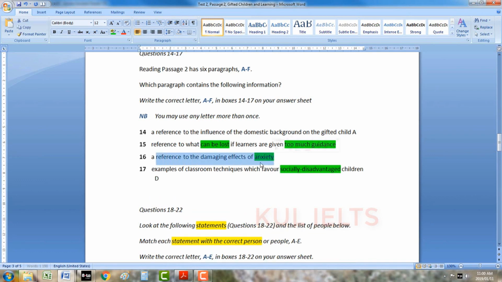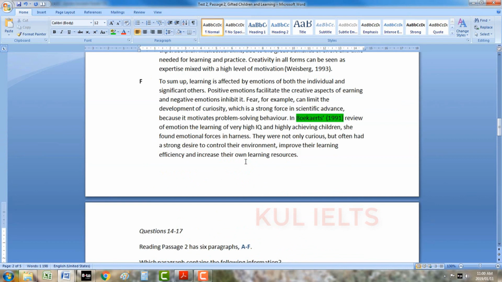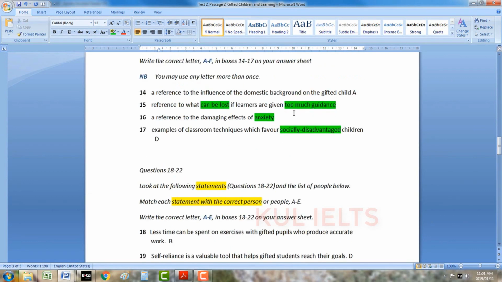Damaging effects of anxiety, I couldn't find. And eventually I found it. I was looking for stress, because stress and anxiety are synonyms. But it's actually fear. Fear and anxiety can also be synonyms. So that, again, really difficult, which made that one F. There's no easy way to do this. It was just scanning for the synonyms.